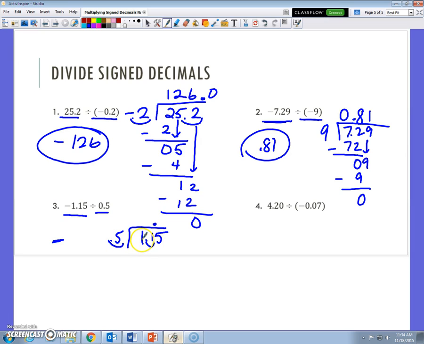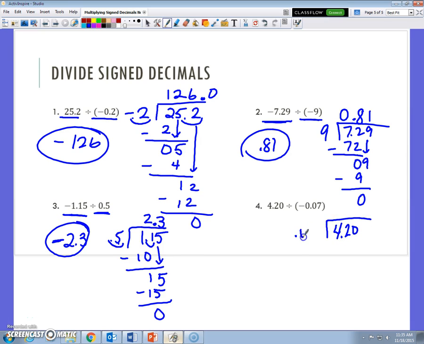5 does not go into 1 at all, but 5 does go into 11 twice. So 2 times 5 is 10. I'm going to subtract 10. Leaves me with 1. 11 minus 10 is 1. And I bring down my 5. 5 goes into 15 3 times. And 3 times 5 is 15. That's what I'm subtracting. And once again, no remainder. So that's good. So a half does go into a whole twice and a little more. So that would make sense of our answer. But a negative divided by a positive is a negative. 2.3.